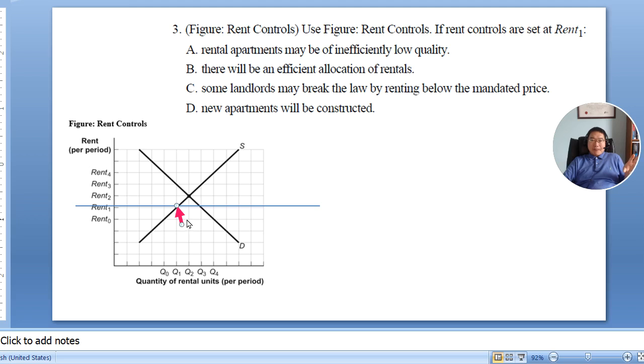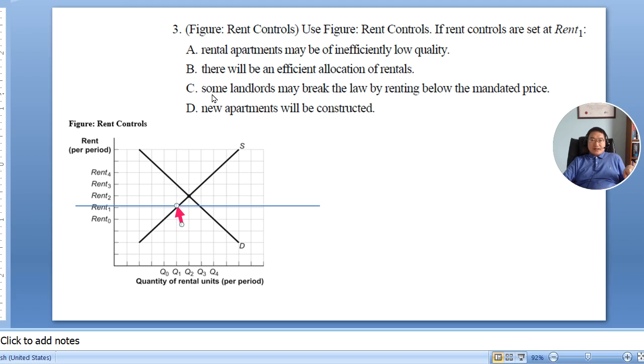You will learn that. In other words, there's something the landlords need to do to maintain a property, and if the market price does not allow them to make that much money to cover their own cost, they will reduce the supply. That's number one. Number two, they will have to cut their cost and reduce the quality. Okay. Let's look at B. There will be an efficient allocation of rentals. Not really. I said there's a deadweight loss here.